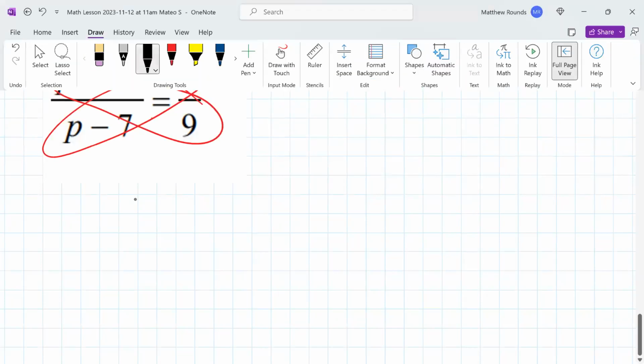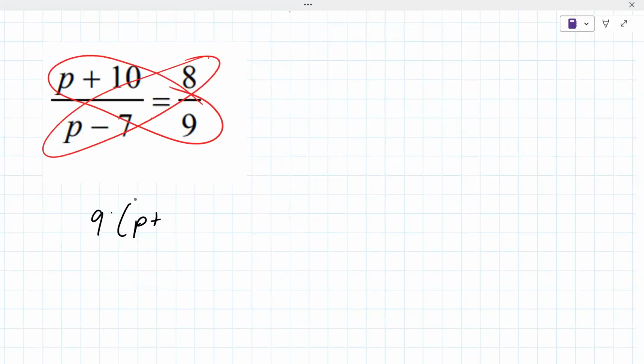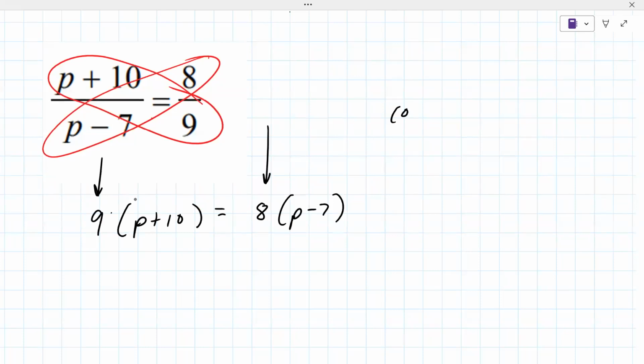It looks more complicated, it kind of is, but it's still the diagonal multiplying thing here. Okay, so it's 9 times (p plus 10) equals 8 times (p minus 7). You'll notice I really like to put that coefficient in front. That's where you're used to seeing it.